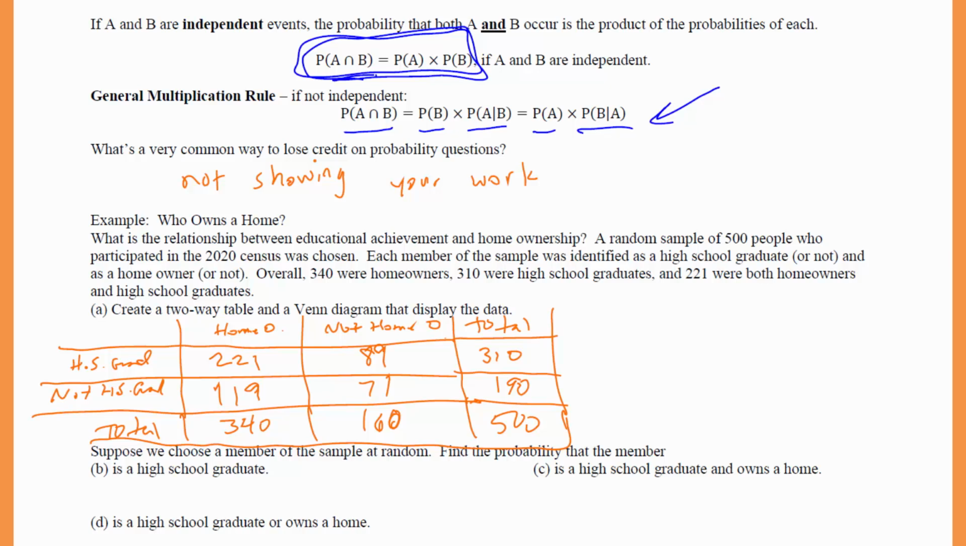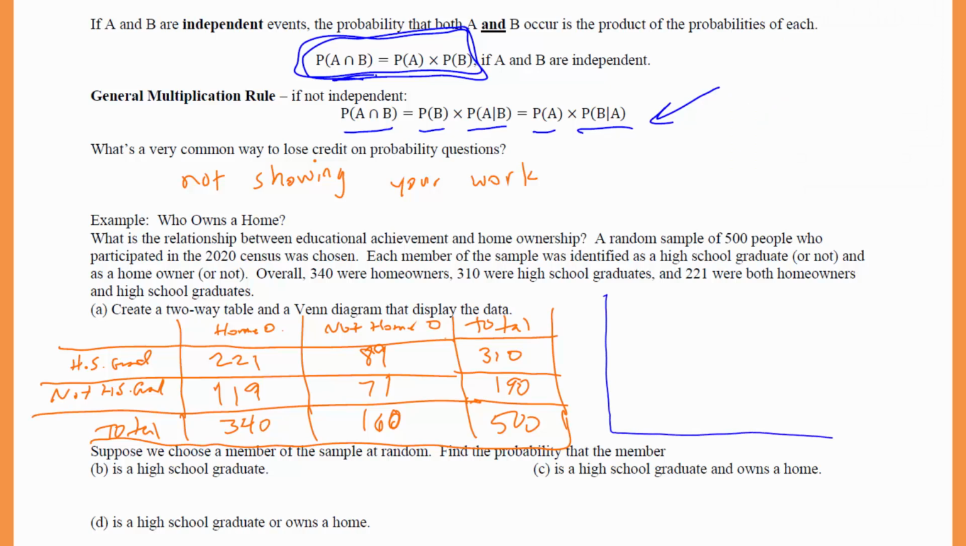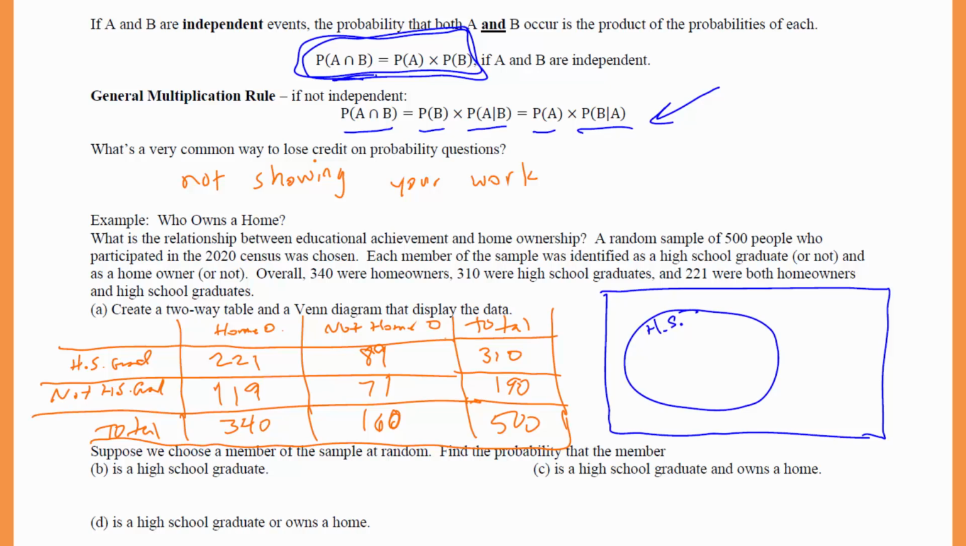But we can also organize it in a Venn diagram. So these are just two different ways to organize the same information. You have one circle that might represent high school graduates, and another circle that would represent homeowners. And we know that 221 are both, so we can automatically put the 221 in the middle.